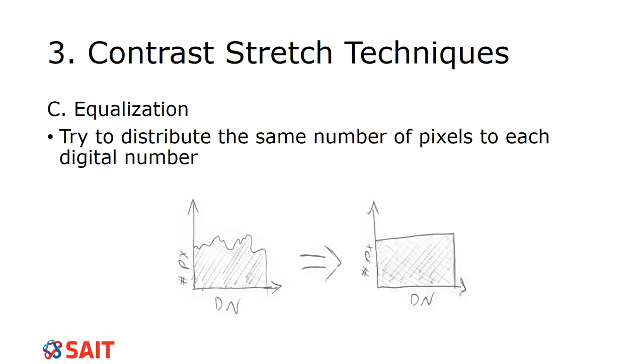Then we have equalization. This one's done quite a bit for most applications if you're really trying to enhance every single grouping of pixels. Equalization is trying to distribute the same number of pixels to each digital number. So if I have my histogram and we're trying to flatten it, it spreads it out and makes sure that there are no peaks and that there's an equal number all the way across.